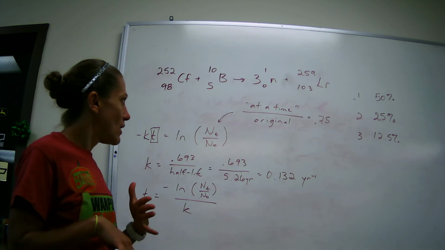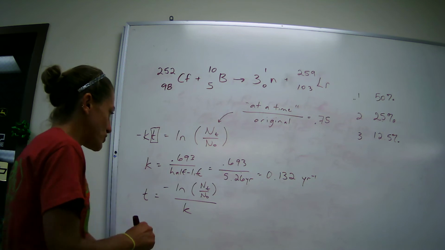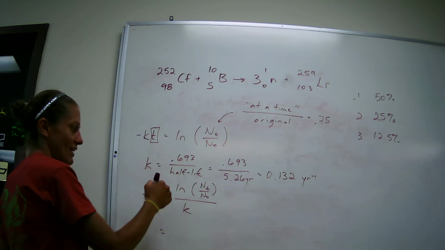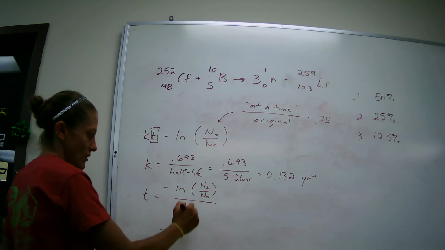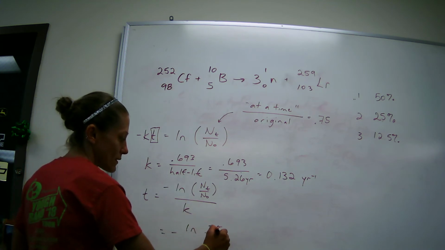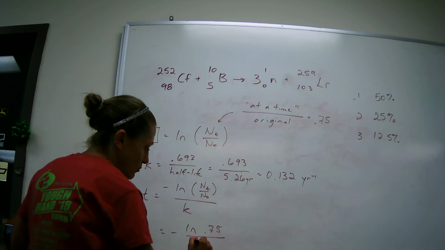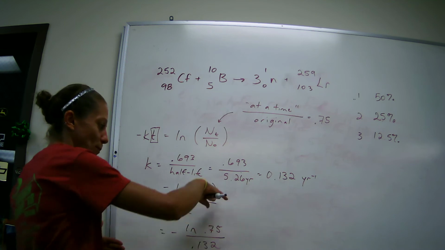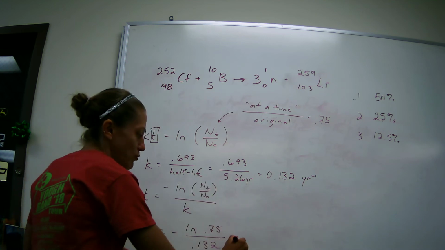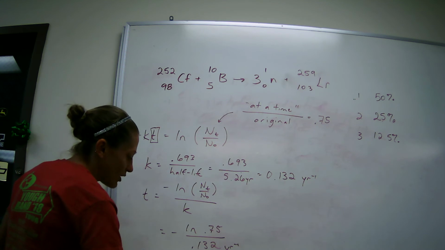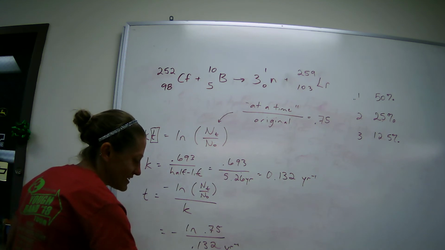So, when I put this all together to solve for t, because I had a negative here, I have a negative here, so we'll do negative ln of 0.75 divided by 0.132. The years will come back up on top because years to the negative 1 is on the bottom. When I ran this calculation, I got 2.18 years.